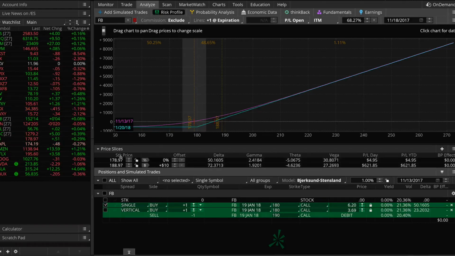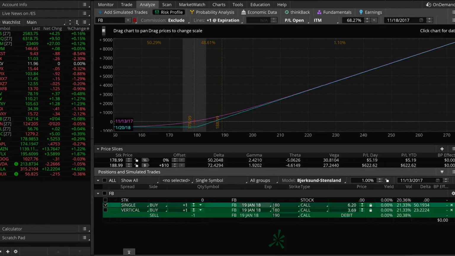So when we talk about delta exposure, we're talking about how much we're expecting to gain or lose if the stock price changes by $1. Now, the delta will change as the stock price changes dramatically. So for this example, we're just going to use plus or minus $1 as the expectation for how much we're going to make or lose.